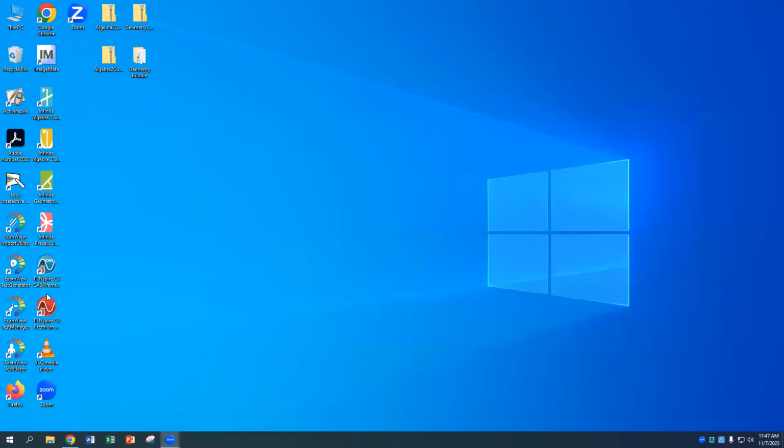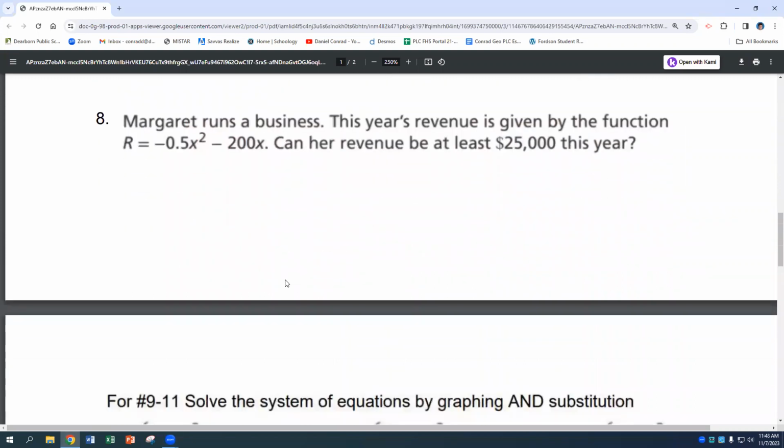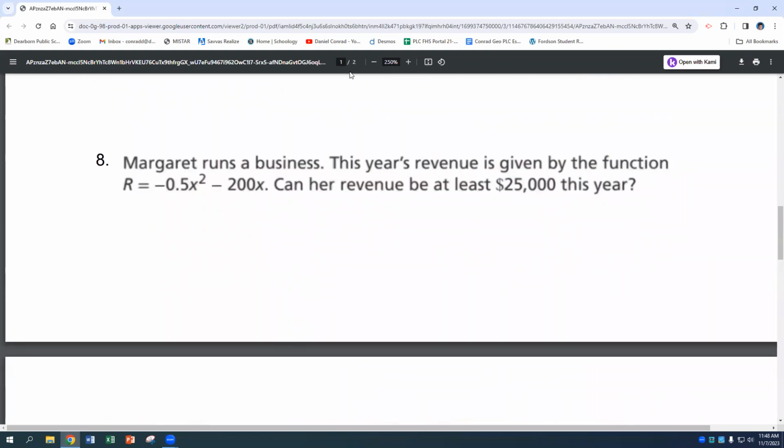We are going to need the calculator to load. Okay. Number 8 here. Margaret runs a business. This year's revenue is given by the function r equals negative 0.5x squared minus 200x. Can her revenue be at least $25,000 this year? Well, what we need to do is substitute 25,000 in for r, right? In for the revenue.